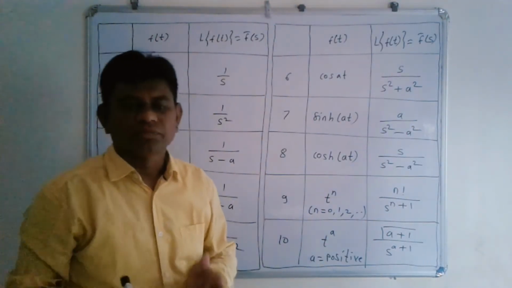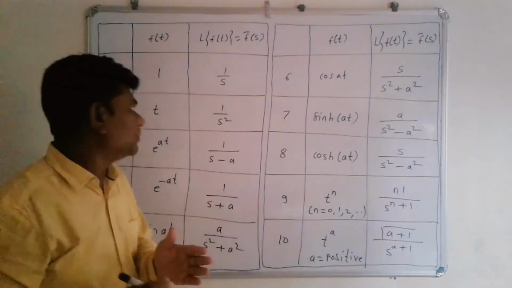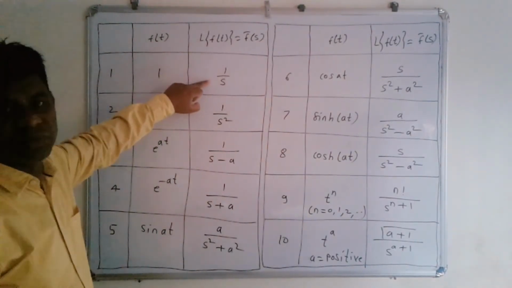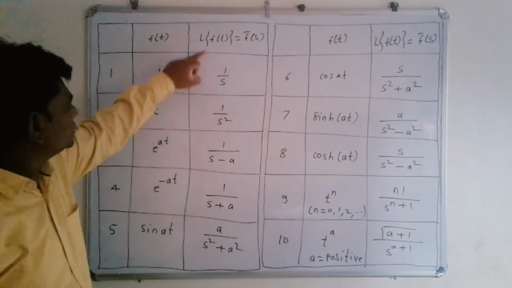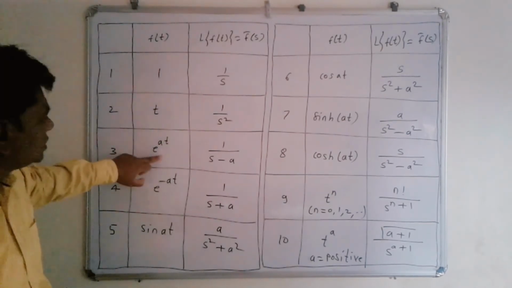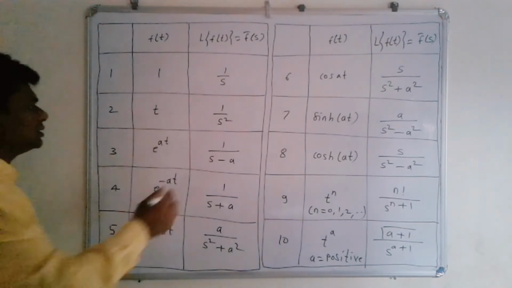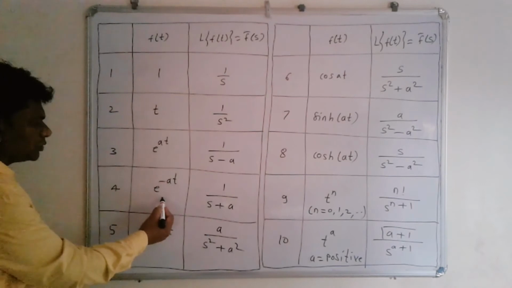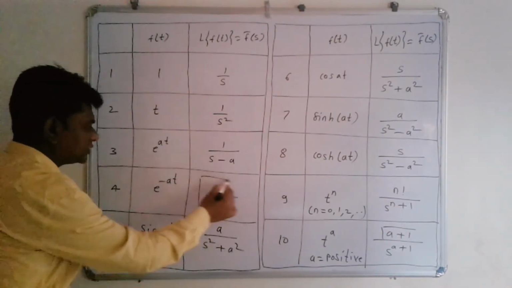Now we recall the Laplace transform of some standard functions in the form of a table. If f of t is equal to 1, then its Laplace transform is 1 by s. Similarly, f of t equal to t, then F bar s, the Laplace transform of f of t, is equal to 1 upon s square. If f of t is equal to the exponential function e to the power at, then its Laplace transform is 1 by s minus a. Similarly, if f of t is equal to e to the power minus at, then its Laplace transform is 1 upon s plus a.